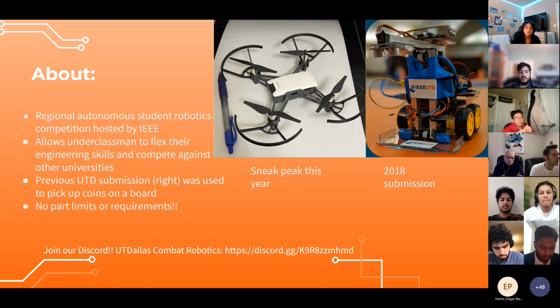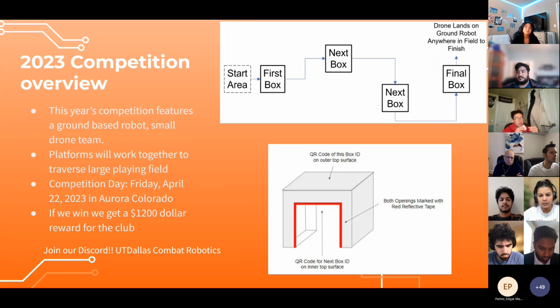We don't have any limits on what we can use, besides, as you can see, this drone here in the middle. That's one of the things we're supposed to use this year. If you go to the next slide, this year's competition features a pair of robots, so we have to have one on the ground and the drone. The drone pretty much acts as the eyes for the ground robot, and we navigate through a course of QR codes and cardboard boxes.